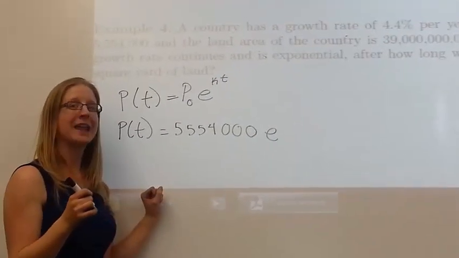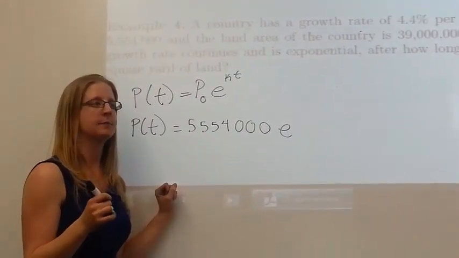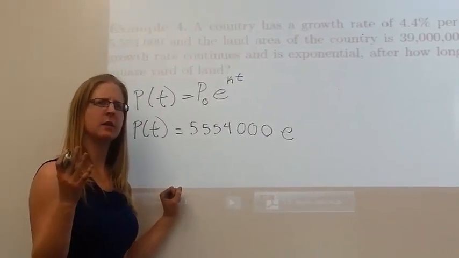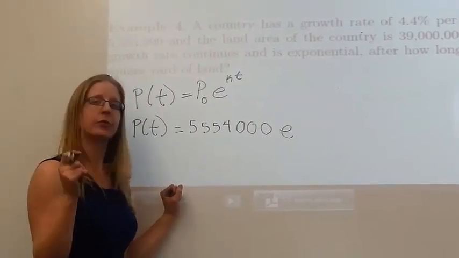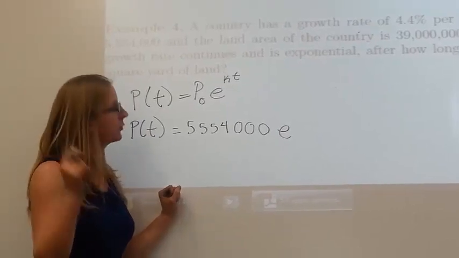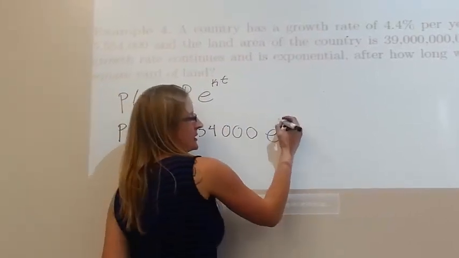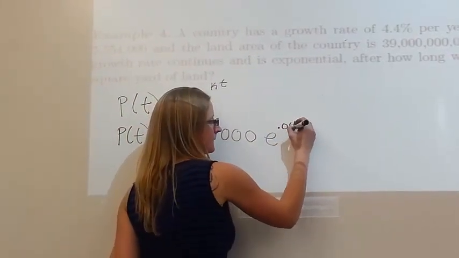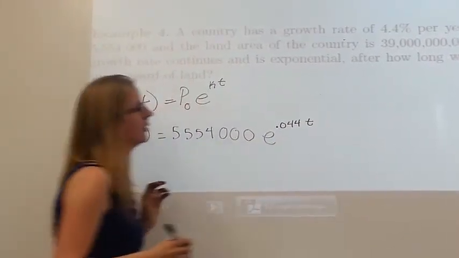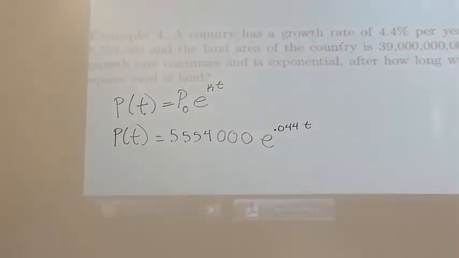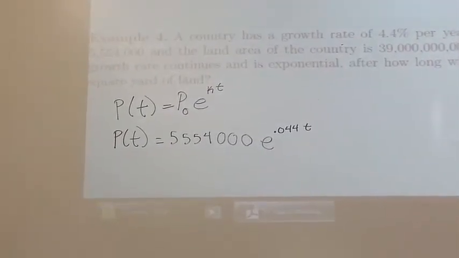Do I know my k? What's k stand for again? The growth rate. So do I know my growth rate? 4.4%. How do I write 4.4%? 0.044. And then t, I don't know the time though, right? Okay, so what is that? So I just copied down by plugging in everything I know.